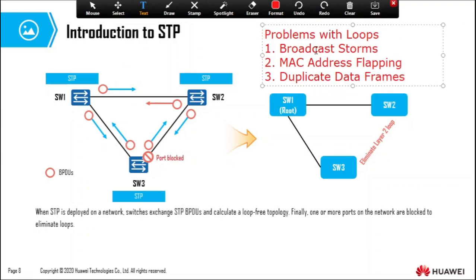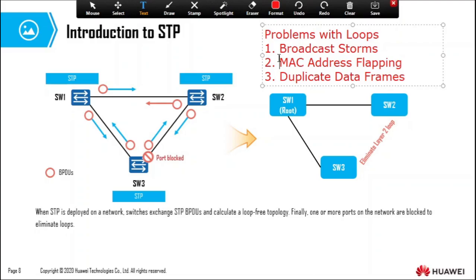Duplicate data frames. When I was explaining MAC address flapping, did you see that switch 1 is receiving the same frame from two switches? So we are receiving the same frame, duplicate frames. That's what we call duplicate data frames.